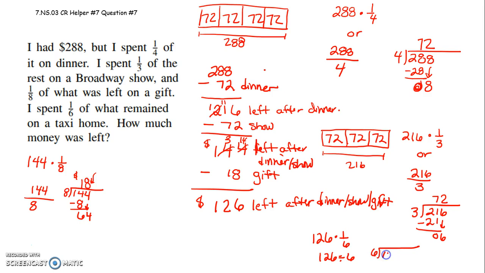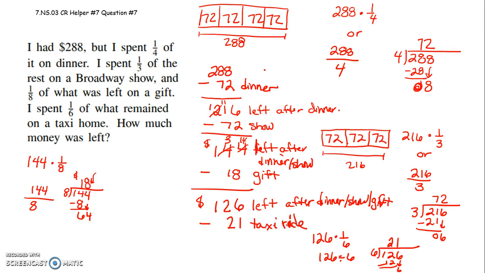6 goes into 126. Let's see how much you spent on the taxi home. 6 goes into 12 twice. 2 times 6 is 12. Subtract off. Bring down that 6. 6 goes into 6 once. You spent $21 on a taxi. That was your taxi ride.